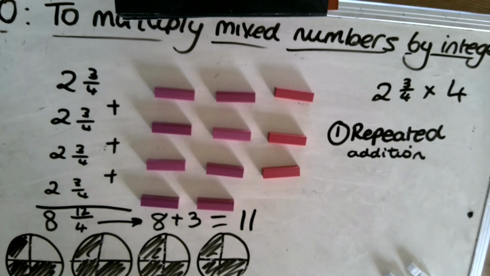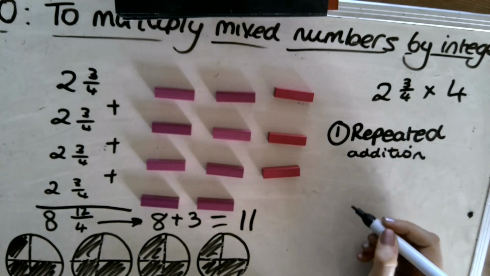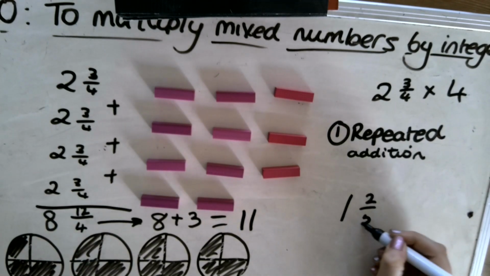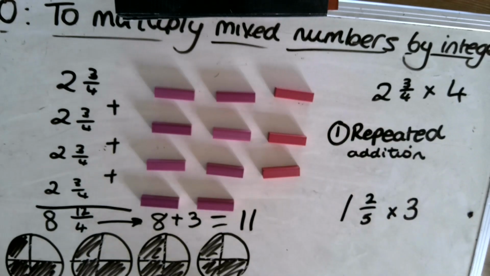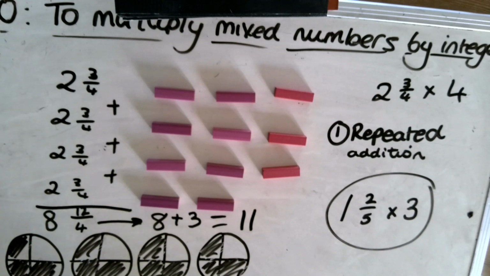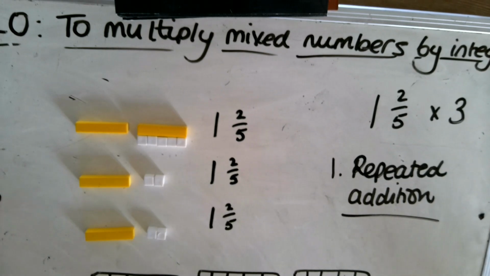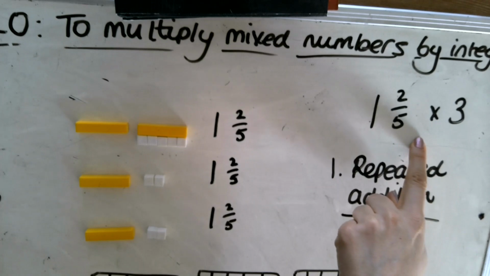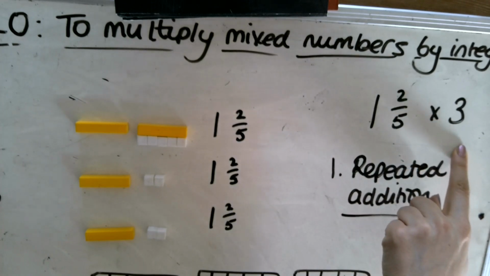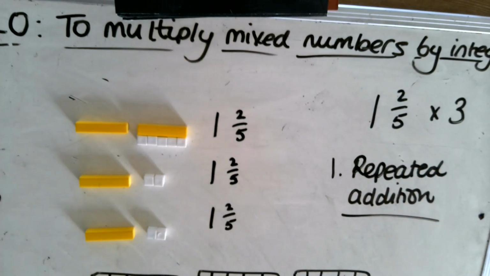So the next question we're going to do is 1 2/5 multiplied by 3. So I'm just going to pause for a second and wipe the board, and then we're going to have a go at this question. Okay, second question, which you're going to have a go at doing with me. So our question is 1 2/5 multiplied by 3. And we're going to use our first method, which is repeated addition, to answer this question.